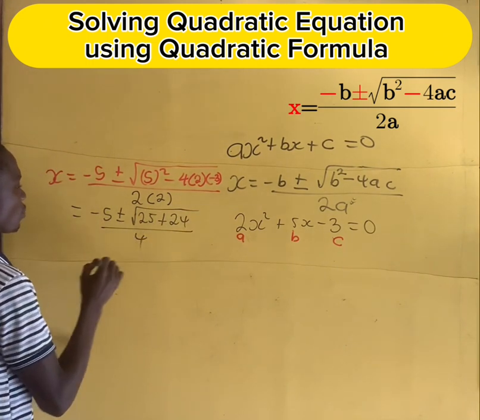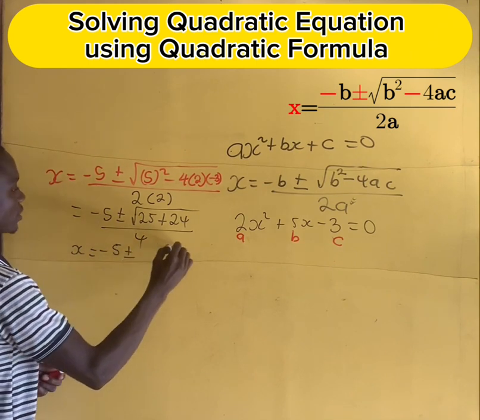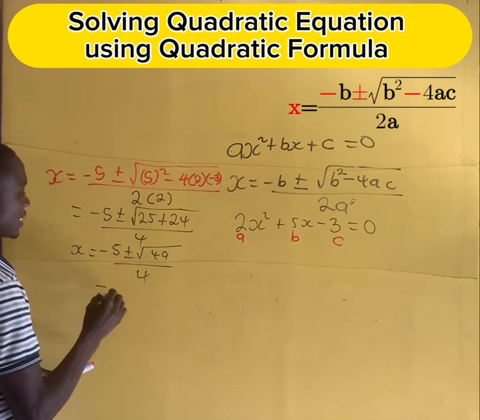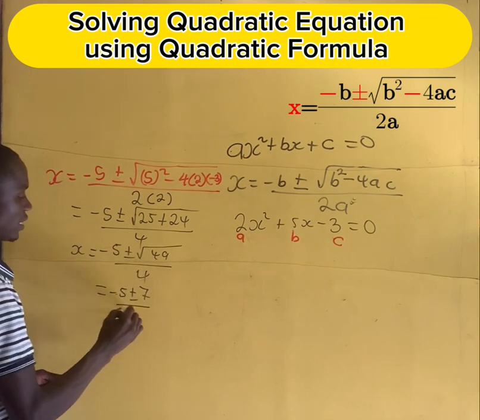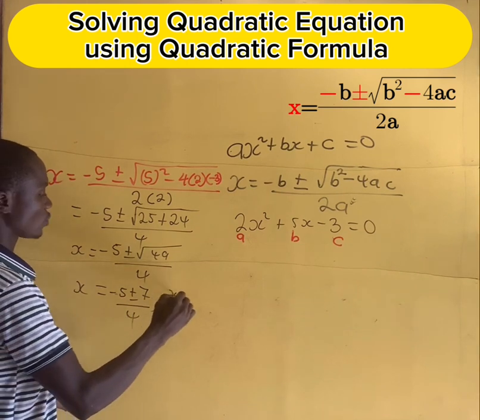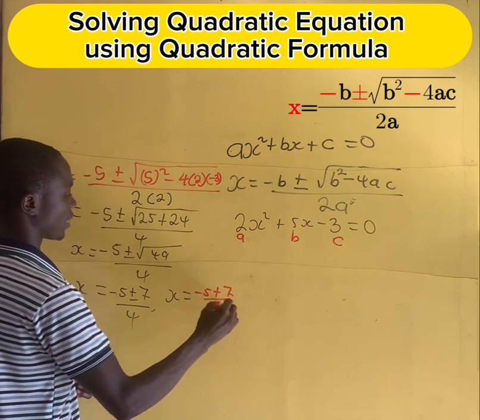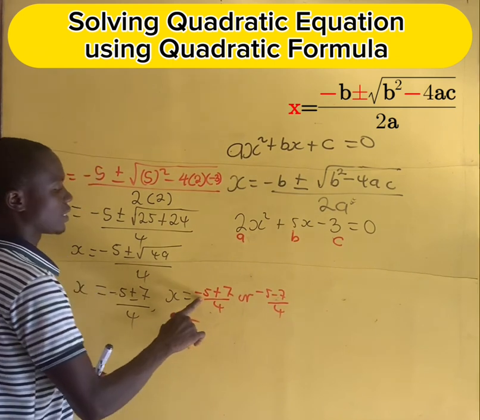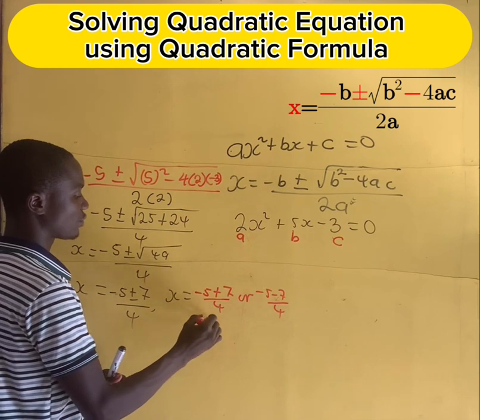All divided by 4. So we have x equals minus 5 plus or minus the square root of 49, divided by 4. The square root of 49 is 7. So here we take x to be equal to minus 5 plus 7 divided by 4, or minus 5 minus 7 divided by 4. Minus 5 plus 7 gives positive 2, divided by 4 gives 1 over 2.